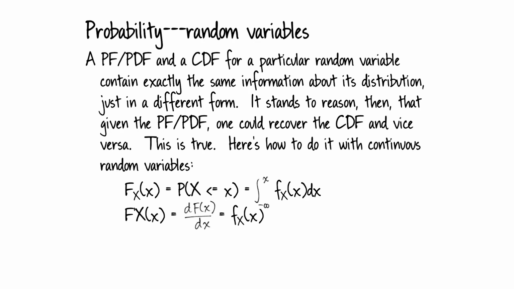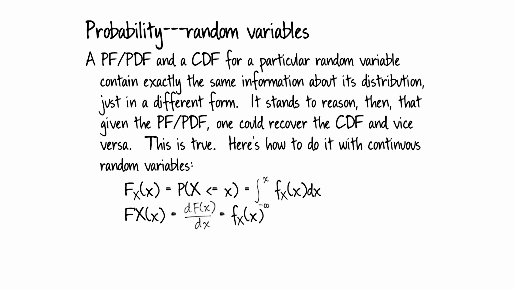Okay, so the PF/PDF, as I said, is a complete description of the probabilities associated with a particular random variable. The CDF is also a complete description of the probabilities associated with a random variable. And so, in particular, they contain the same information about its distribution, just in a different form. Okay? So it stands to reason, then, that given the PF or the PDF, one could recover the CDF, and given the CDF, one can recover the PF or the PDF.